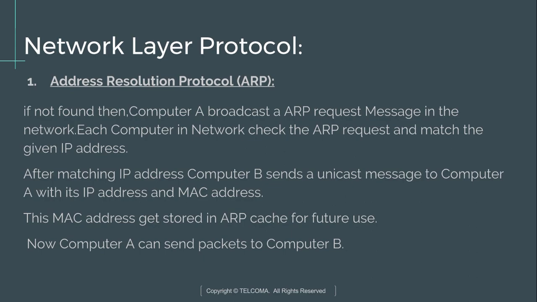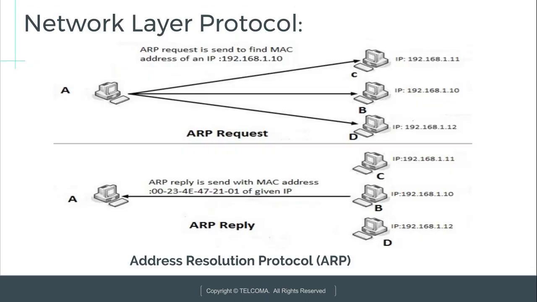If not found, then computer A broadcasts an ARP request message in the network. Each computer in the network checks the ARP request and matches the given IP address. After matching the IP address, computer B sends a unicast message to computer A with its IP address and MAC address. This MAC address gets stored in the ARP cache for future use, and now computer A can send packets to computer B freely. This diagram shows the ARP request.